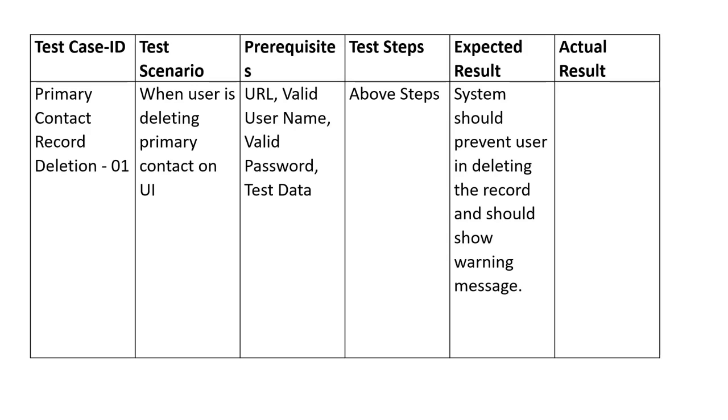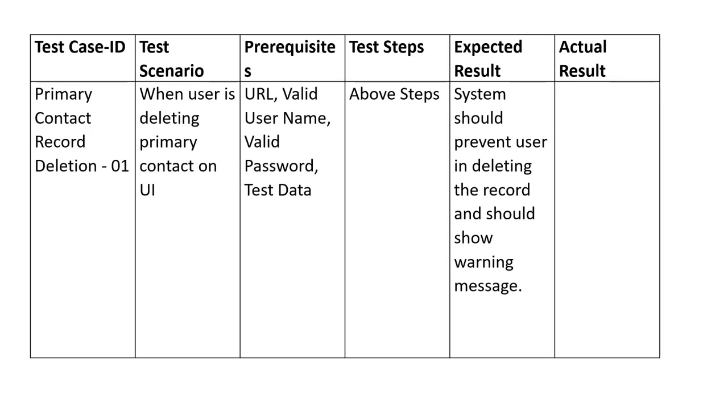So it starts with primary contact record deletion, and you give some number in order to identify it. If you are working on some automation tool or testing tool, the number will automatically generate for you, right? So test scenario: when user is deleting primary contact on UI. So the one that we have identified above.